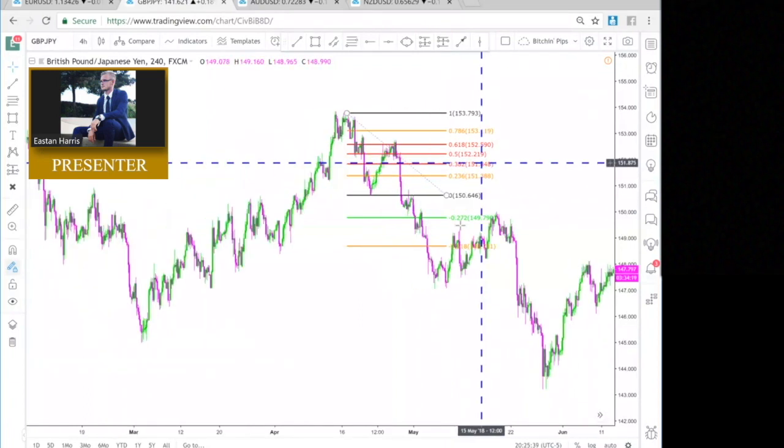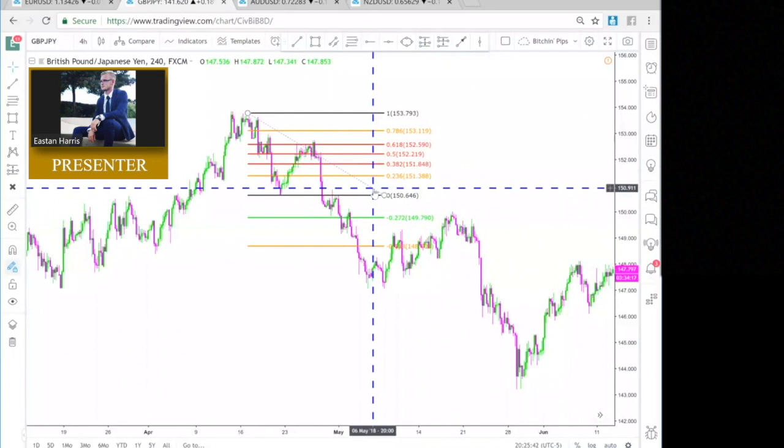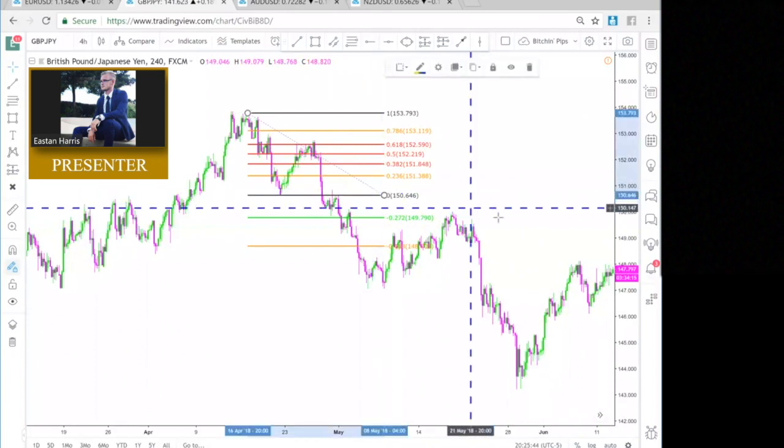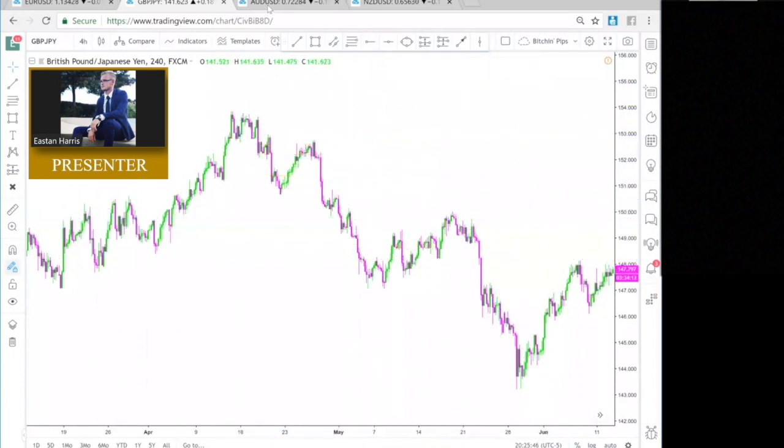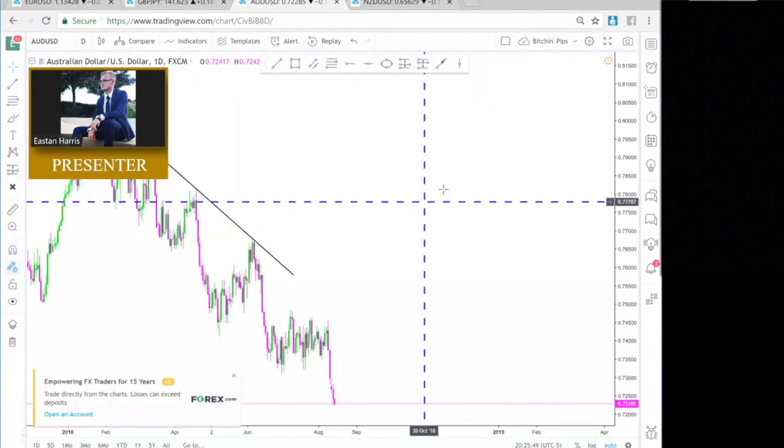No questions, no questions. We're gonna look at some more examples. All good, okay? I wanna make this super easy for everyone. Let's look at Aussie dollar.